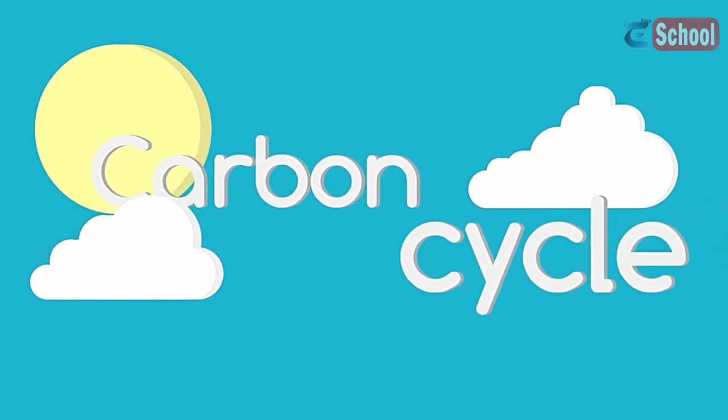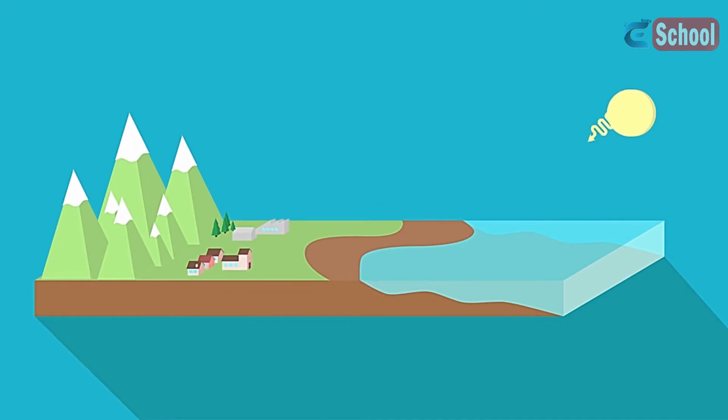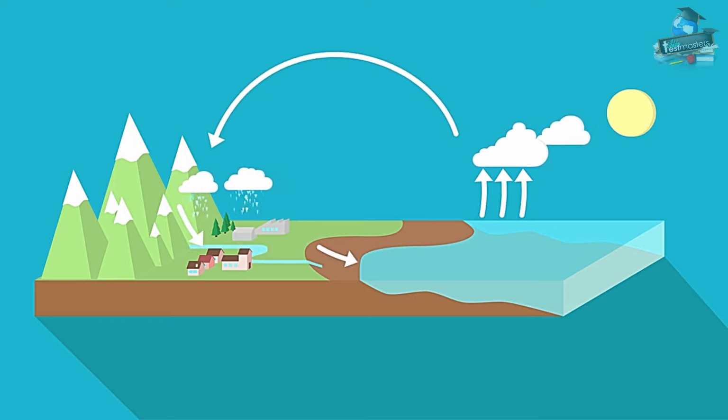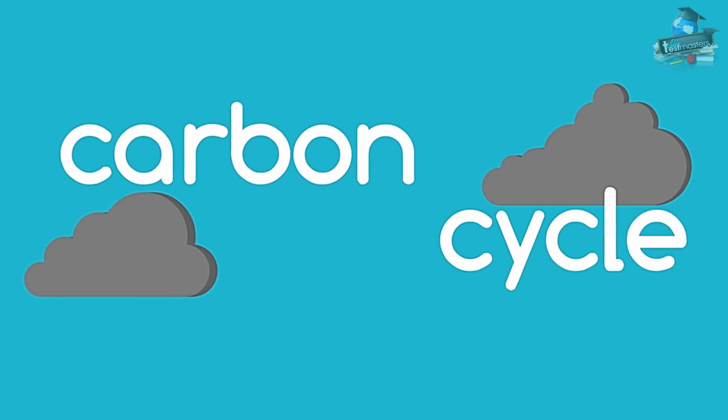The carbon cycle. All elements and some compounds have their natural cycle in nature, for example, the water cycle. Matter is cycled using energy, usually from the sun. And in this video, we'll be considering the carbon cycle.